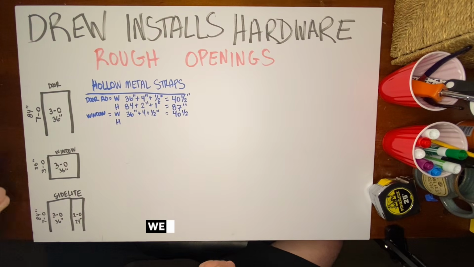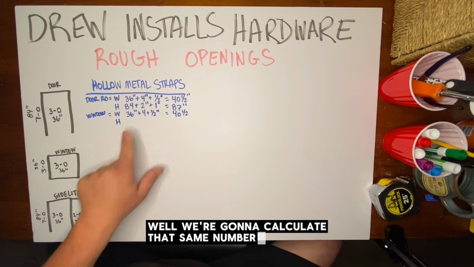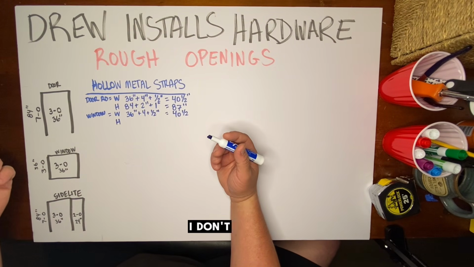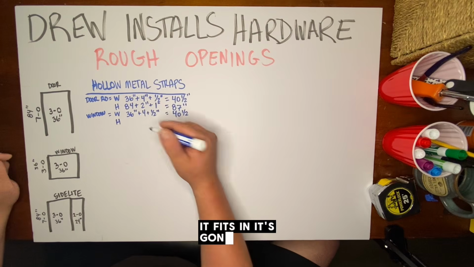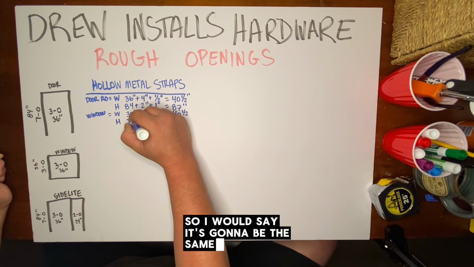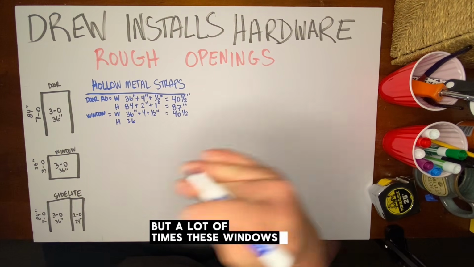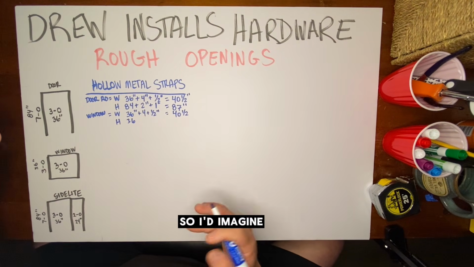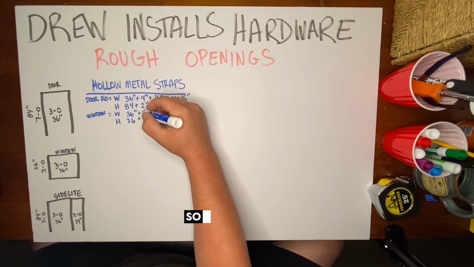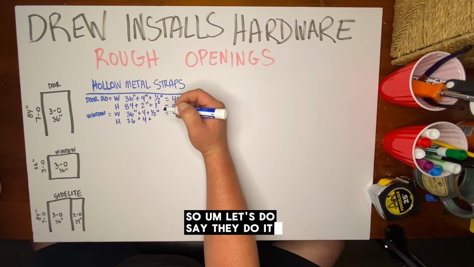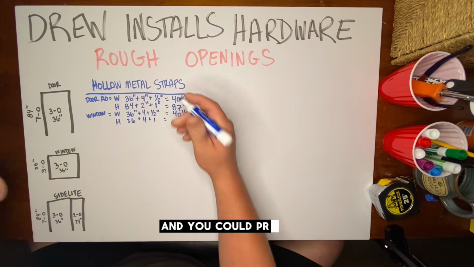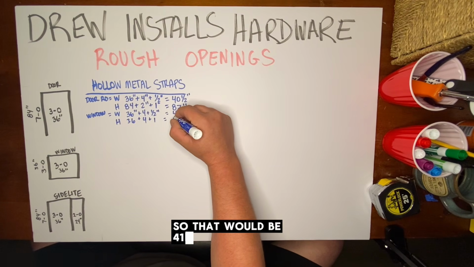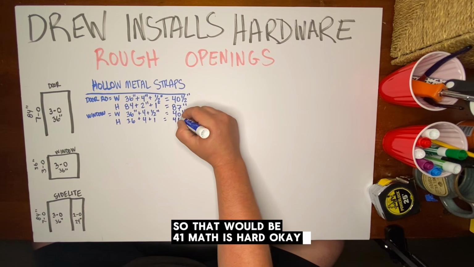What about the height? Well, we're going to calculate that same number. Do you have to add a whole inch for the height because we did it for the door? I don't think so. I mean, it's going to fit in. So I would say it's going to be the same way, but a lot of times these windows line up. They want the door here to line up with the window. So I'd imagine they could do it the same way. Let's say they do it the same way as the door. And you could probably tell I'm not a framer, but I set these in the field. So that would be 41. Math is hard. Okay, 41 inches.